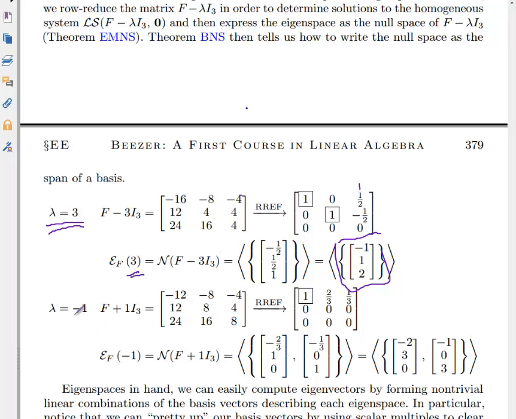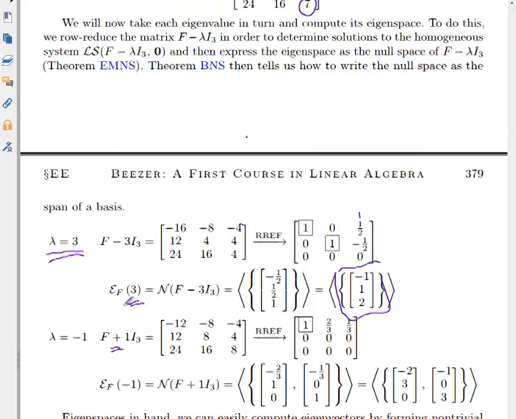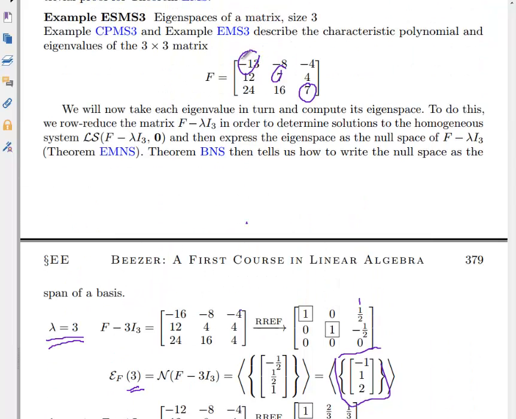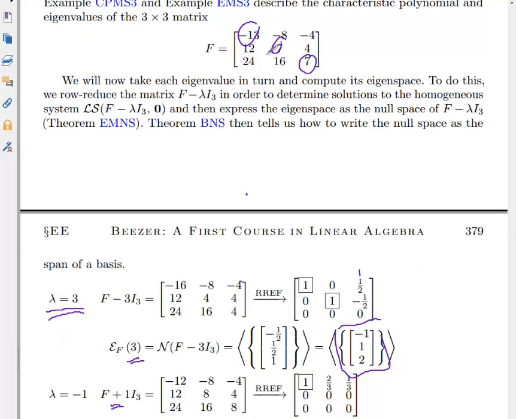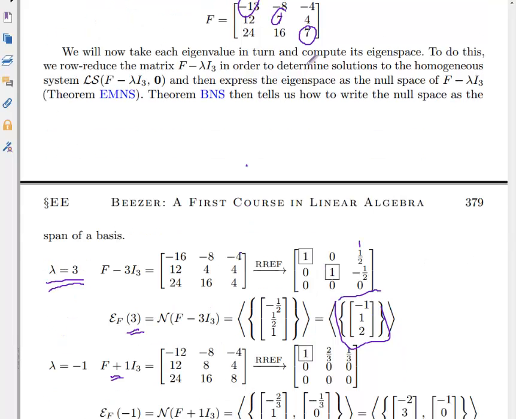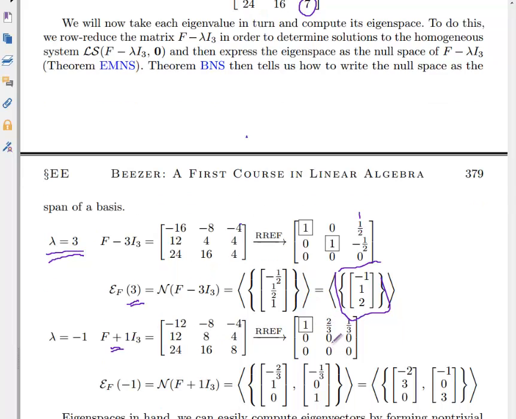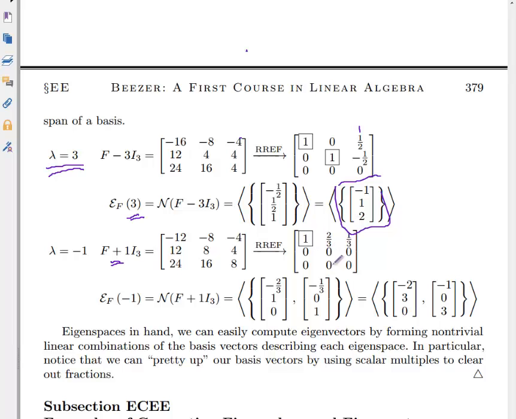Okay, now for lambda equals minus 1, we have to subtract minus 1 times the identity. That's the same thing as adding the identity matrix to F. So we added 1 to each of the diagonal entries. So minus 13 plus 1 is minus 12, minus 7 plus 1 is minus 6, 7 plus 1 is 8, and the rest of the entries stay the same. By row reduce, I get this. I have 2 free variables, which I can choose arbitrarily. So I have a null space that has 2 dimensions, and these are both eigenvectors of the matrix corresponding to eigenvalue minus 1.